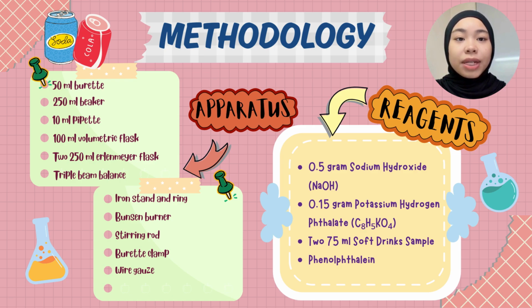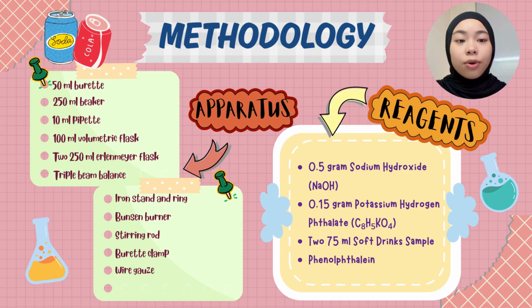Next, 75 ml of each soft drink sample was collected and gently heated for about 5 minutes to remove dissolved carbon dioxide. This step was important because carbon dioxide can form carbonic acid, which may interfere with the titration results. After cooling to room temperature, 20 ml of the degassed soft drink was transferred into an Erlenmeyer flask and 2 or 3 drops of phenolphthalein indicator were added.